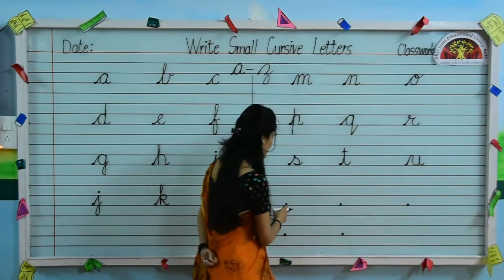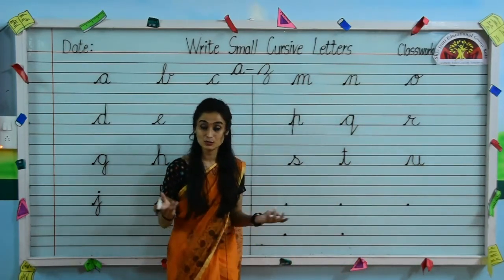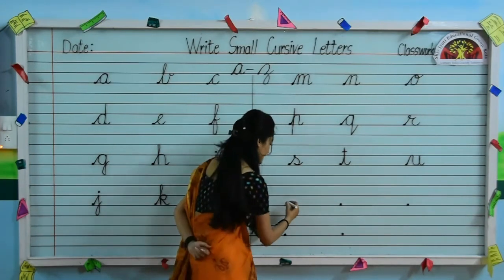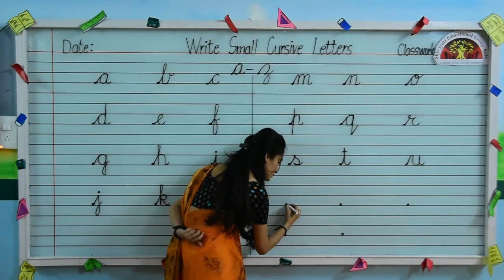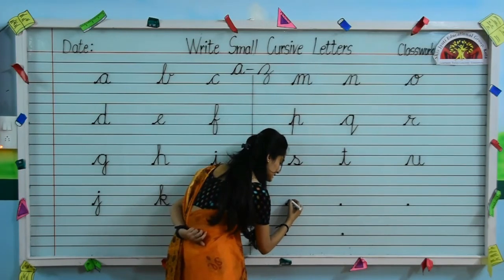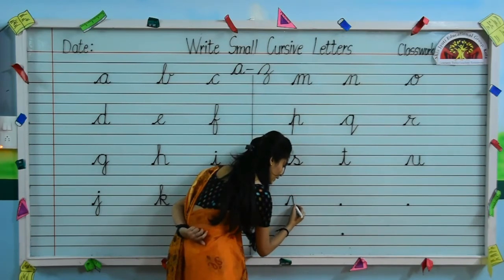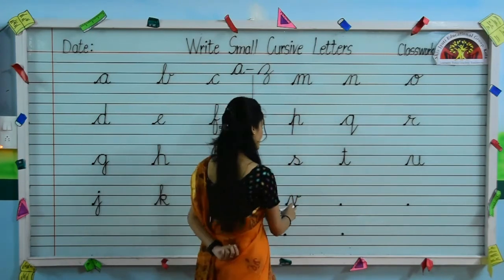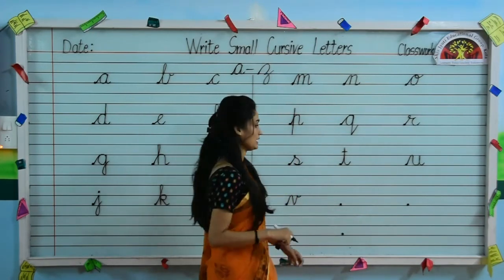Now come on the next line, kids. Tell me fast which is the next letter. The next one is V. From the dot make a slanting line up till the second line. Come down with a slanting line. Go up till the second line and out like this. This way you have to write your letter V.